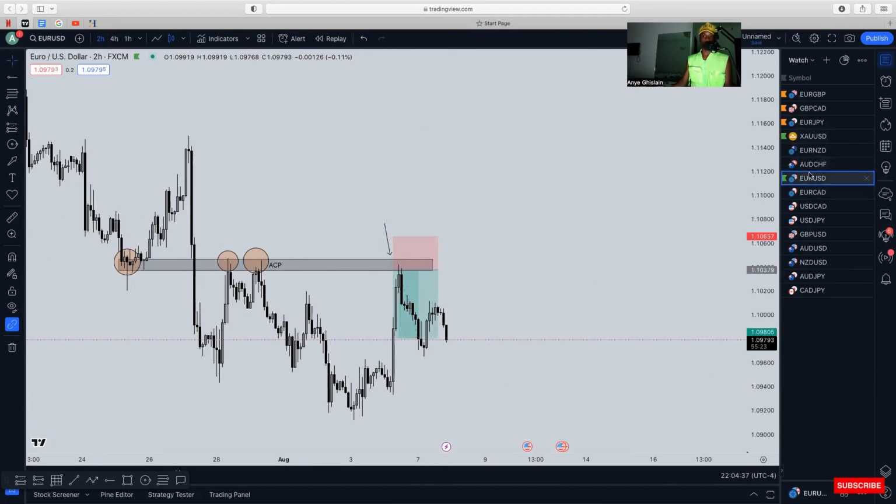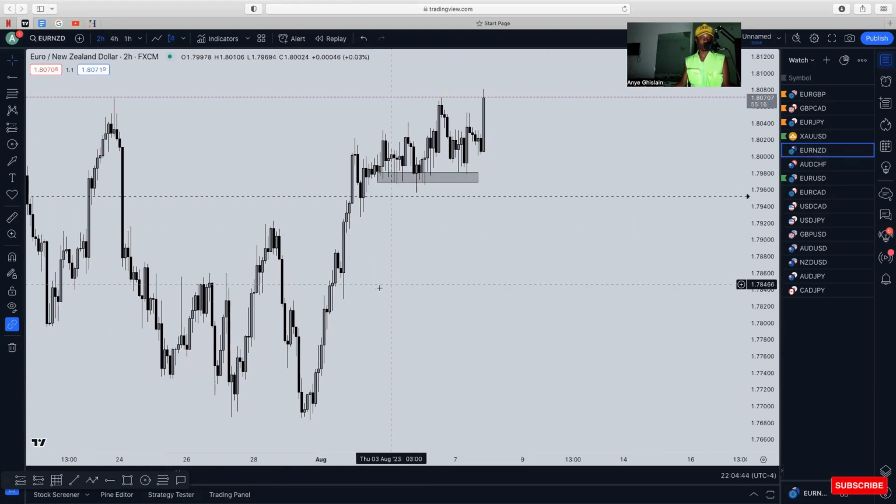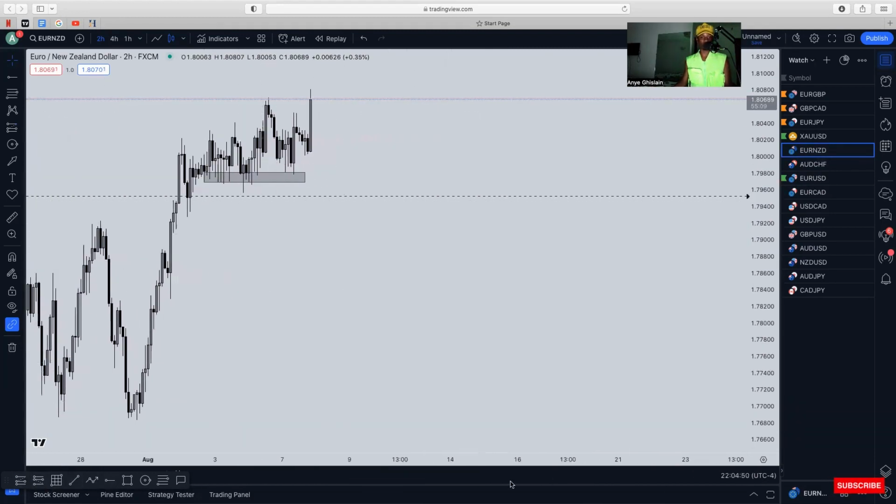So we went on to another trade. I think I took a trade again on Euro NZD, if I'm not mistaken. Okay, yes, I took a trade here on Euro NZD, and I think I've deleted that, but however, I'll go to the group and still show you guys the screenshot if you do not trust.